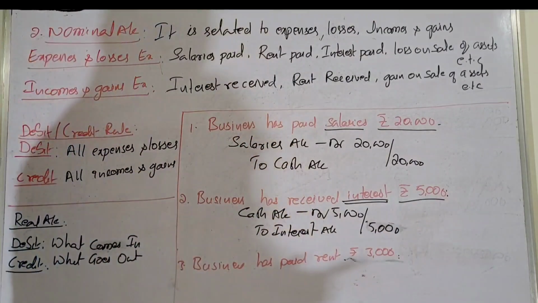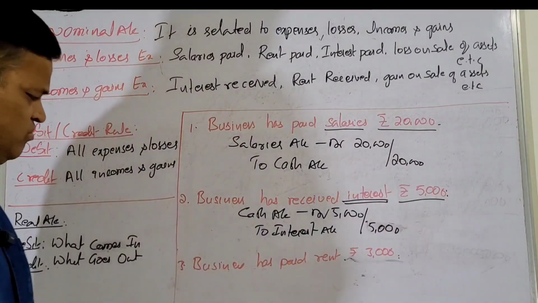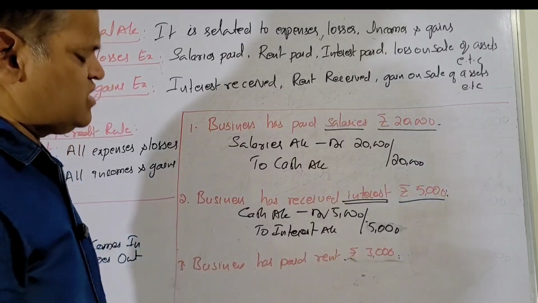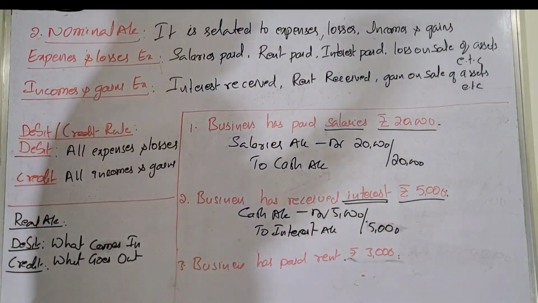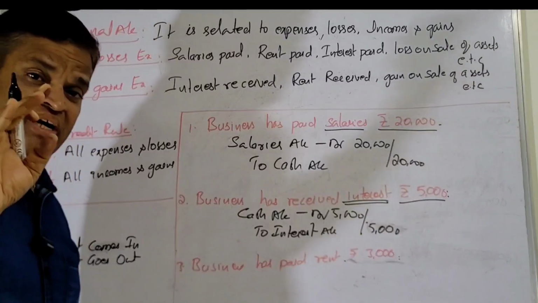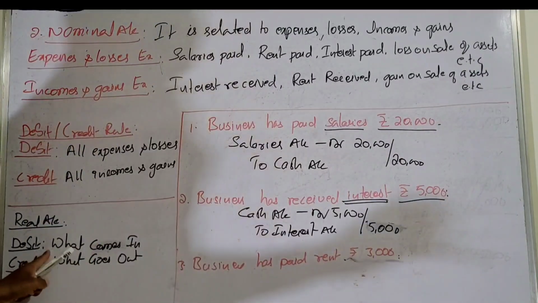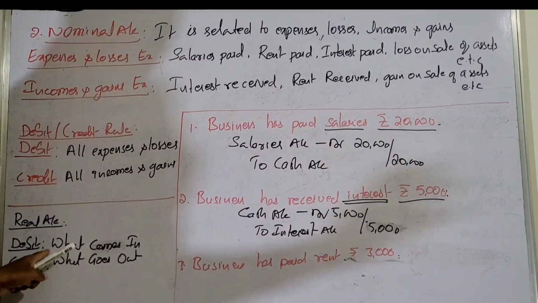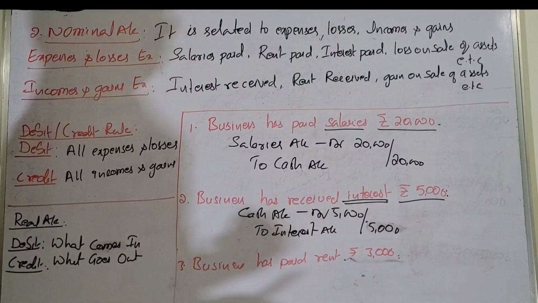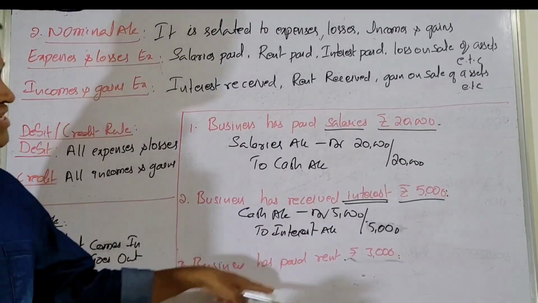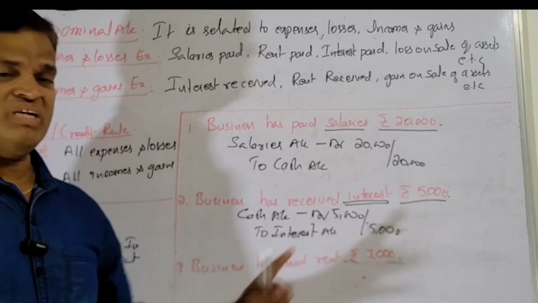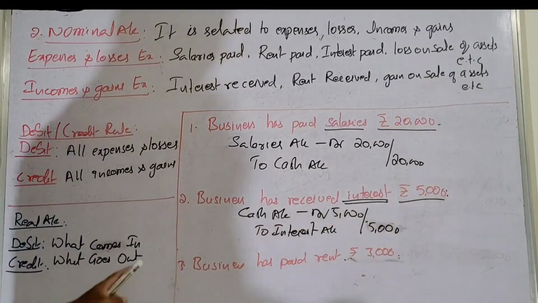Okay, next. We'll see one more transaction. Business has paid rent rupees 3,000. First we have to write debit. If you want to write debit, first we have to check according to real account. According to real account, when do you write debit? What comes in? Is there any asset which is coming into the business in this? We are not getting an answer in real account.